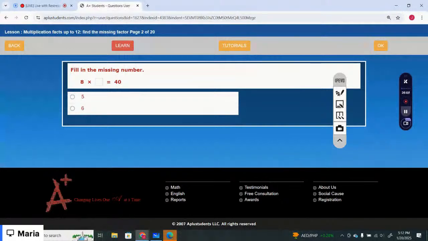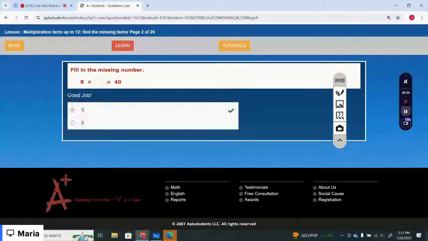Fill in the missing number. 8 times what number is 40? 8 times 5 is 40. Option number 1 is the correct option.